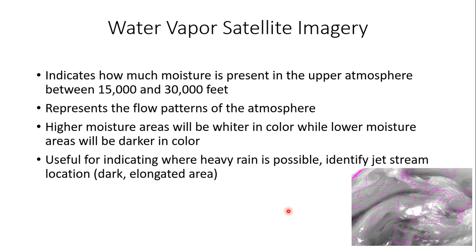Higher moisture areas on a water vapor image are going to be whiter in color, while lower moisture areas will be darker in color. And this is a very useful satellite image for indicating where heavy rain may be possible, and to identify the jet stream location. The jet stream location is usually going to be an elongated, dark area on the water vapor satellite image.